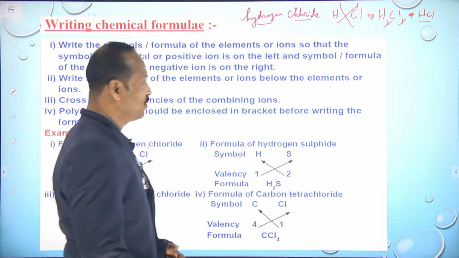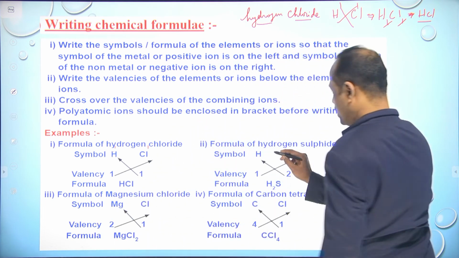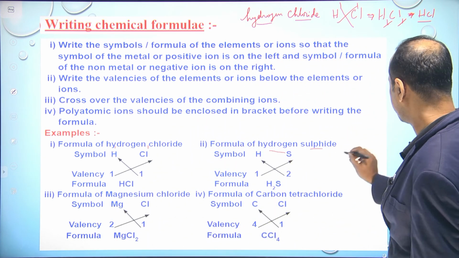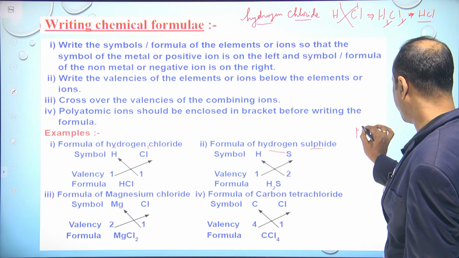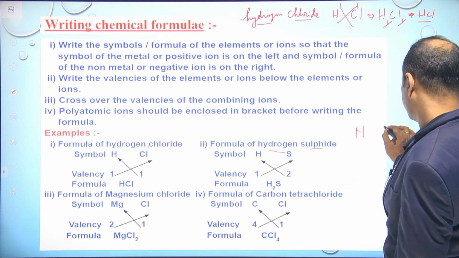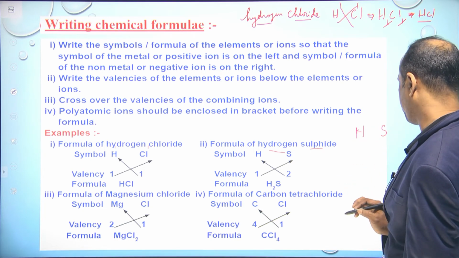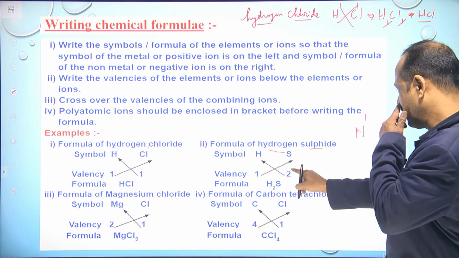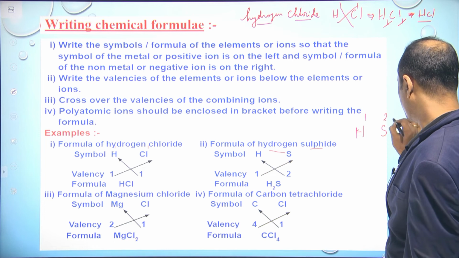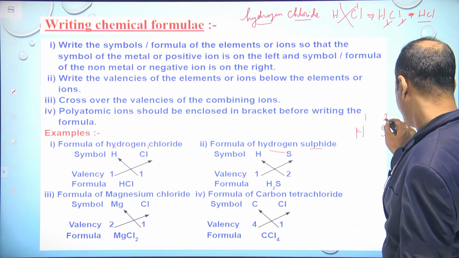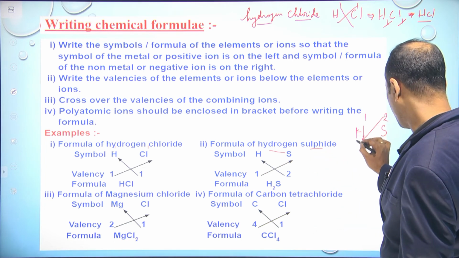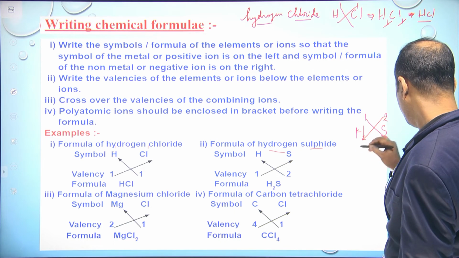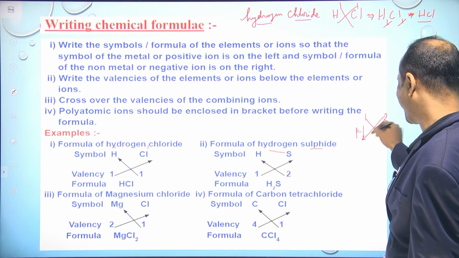Now hydrogen sulfide. First you have to write the symbol of hydrogen. So here I am writing hydrogen symbol is H. Sulfide means sulfur, S. What is the valency of hydrogen? 1. You write it at the top. What is the valency of sulfur? 2. So write it at the top. Now you bring this 2 to hydrogen and this 1 to sulfur. Exchange. This is called crisscross.